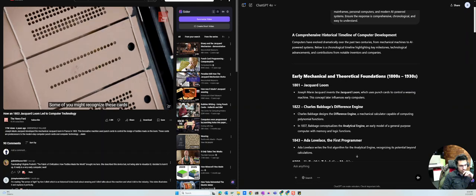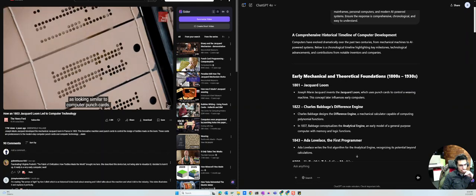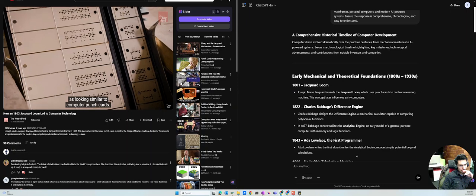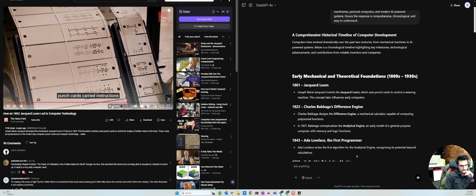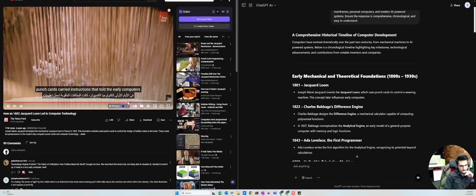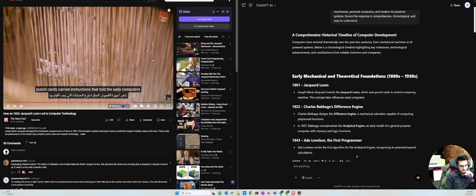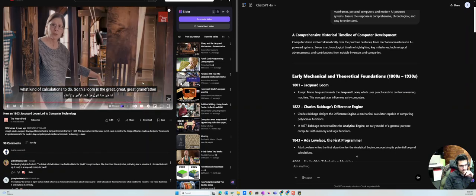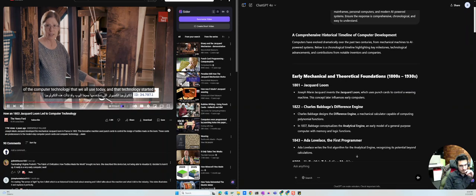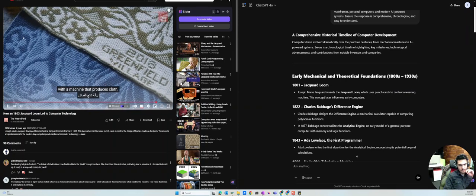Some of you might recognize these cards as looking similar to computer punch cards. Back in the early days of computer technology, punch cards carried instructions that told the early computers what kind of calculations to do. So this loom is the great-great-great-grandfather of the computer technology that we all use today, and that technology started with a machine that produces cloth.